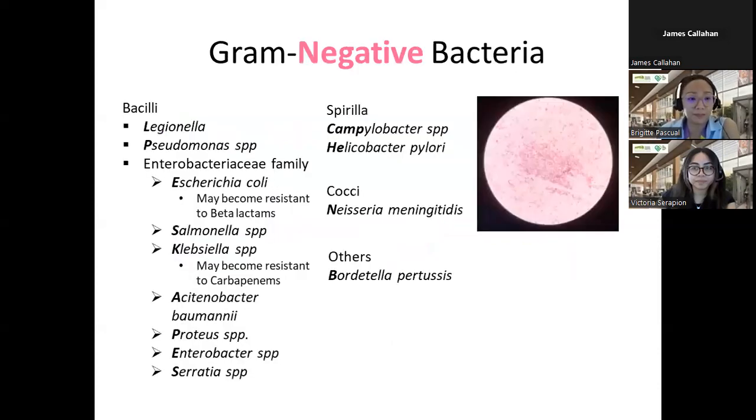These are the most common gram-negative bacteria in long-term care: Legionella, Pseudomonas species, Enterobacteriaceae family. And under this family, it is important to remember that E. coli may become resistant to beta-lactams, and Klebsiella species may become resistant to carbapenems. Also Campylobacter species, Helicobacter pylori, Neisseria meningitidis, and Bordetella pertussis.